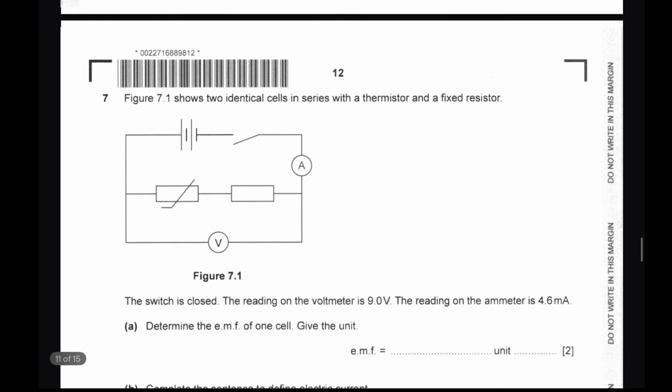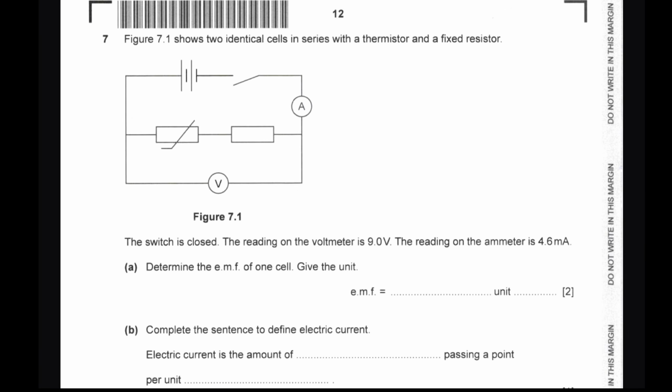But let's move on. Question number 7. Figure 7.1 shows two identical cells in series with a thermistor and a fixed resistor. So these are two identical cells, all right? The switch is closed. The reading on the voltmeter is 9 volts. So 9 volts is basically measuring the EMF of the two cells together. The reading on the ammeter is 4.6 milliamperes.